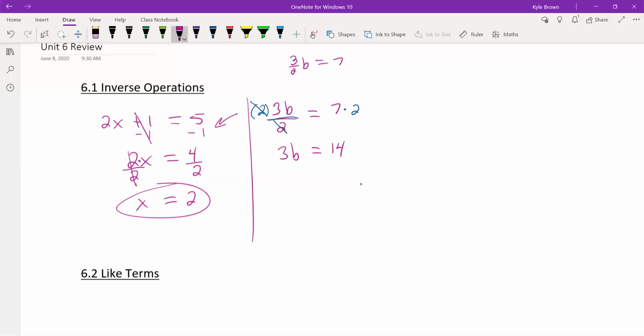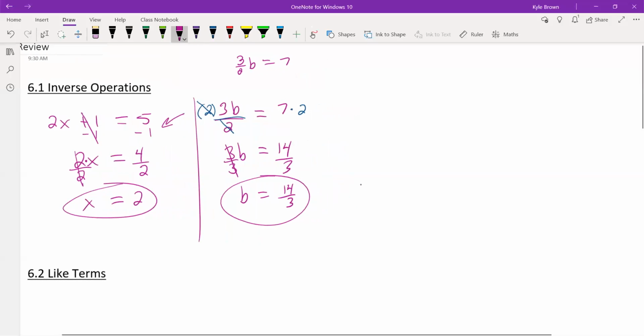Okay, one more thing to get rid of. I have to get rid of this 3. So I'm going to divide both sides by 3. Okay, and then that's really it, because what I have left is b is equal to 14 over 3. Now you could put that in your calculator and go 14 divided by 3, but typically we just leave it at this point. Just leave it like that, as a fraction. You would reduce the fraction if you could, though.